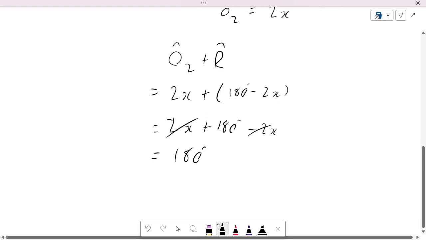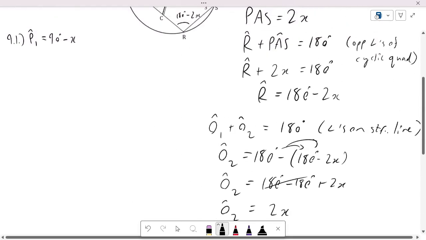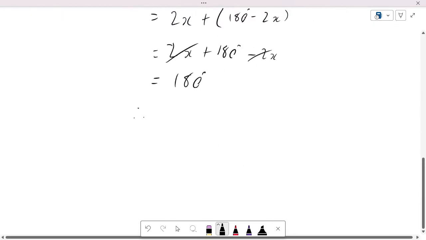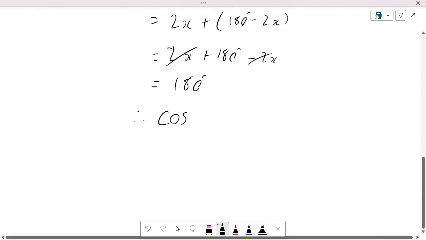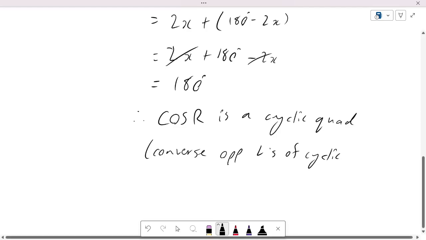So that means we can conclude that therefore, which one was a cyclic quad? COSR is a cyclic quad. And remember, we need a reason over here. It was the converse of opposite angles of a cyclic quad.